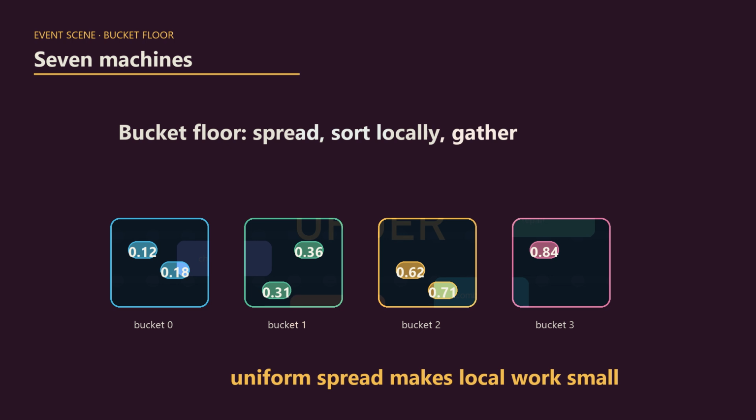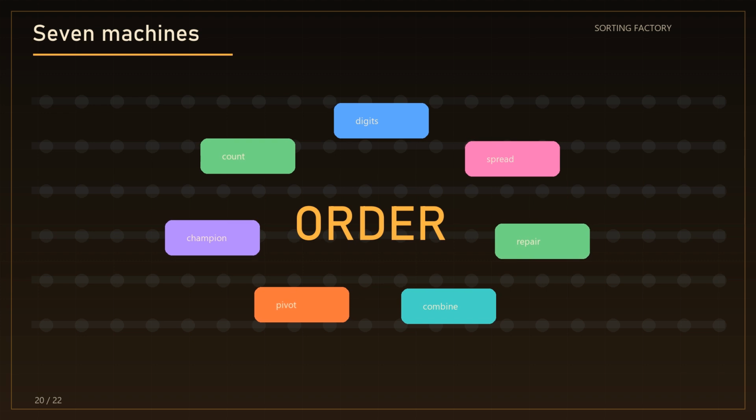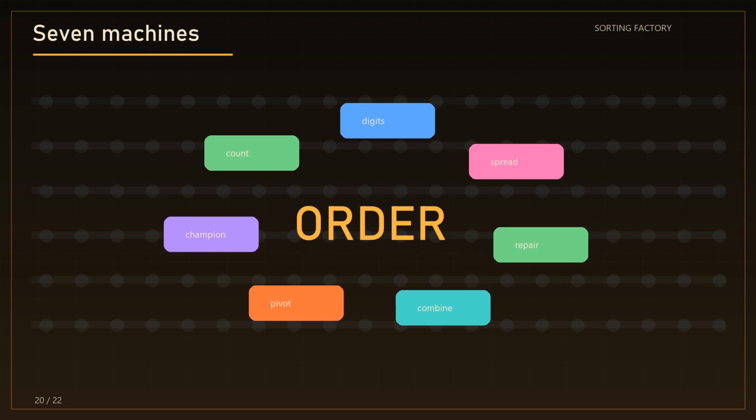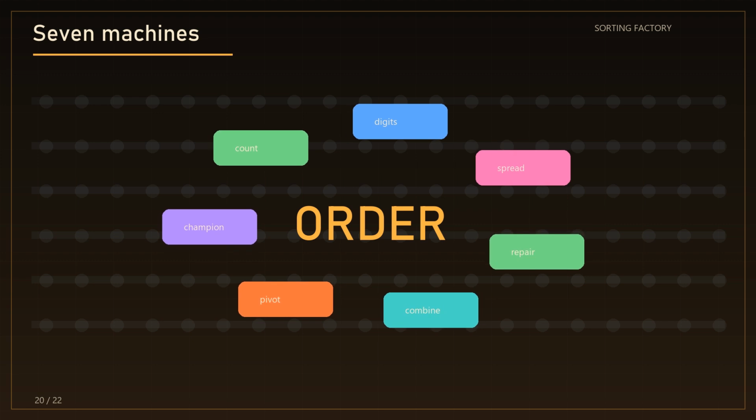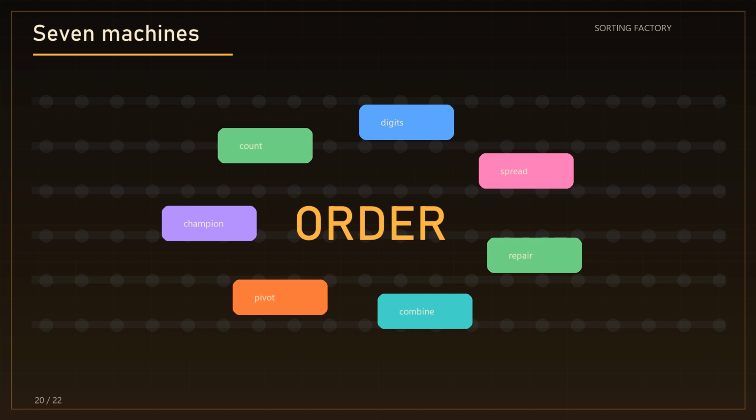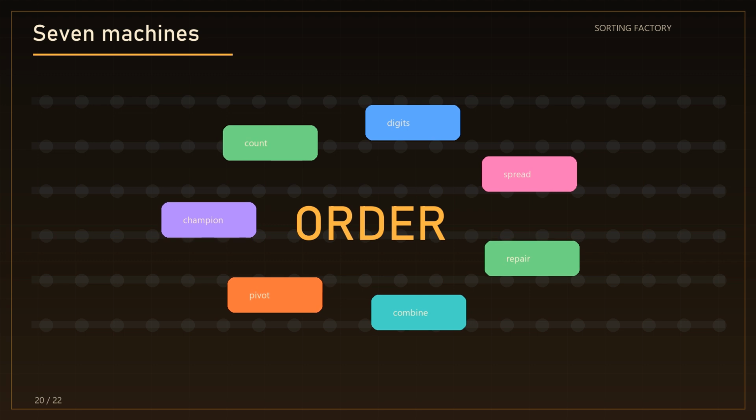Now the names start to feel less random. Insertion repairs local disorder. Merge organizes by combining. Quick partitions around pivots. Heap repeatedly extracts the champion. Counting indexes by key. Radix walks through digits. Bucket uses distribution. Each one is a different machine for creating order.